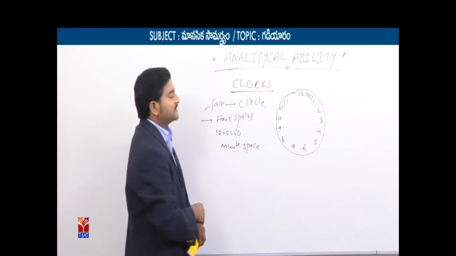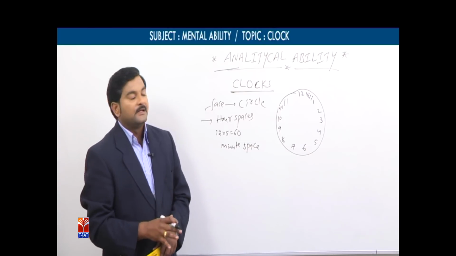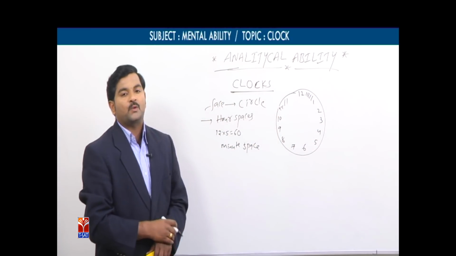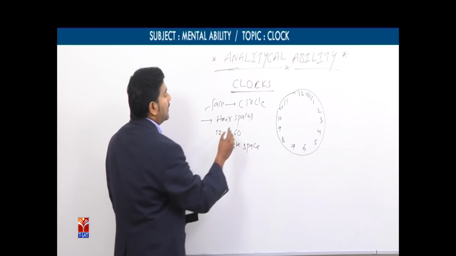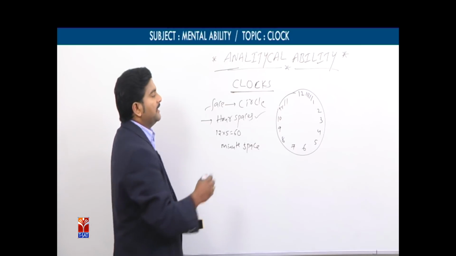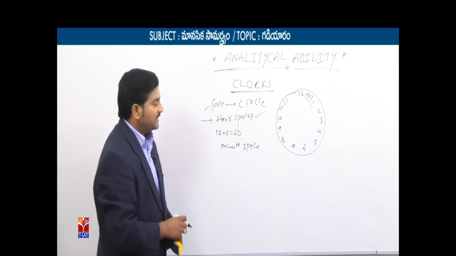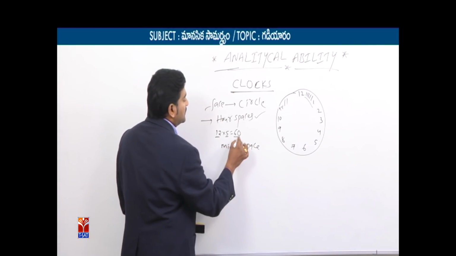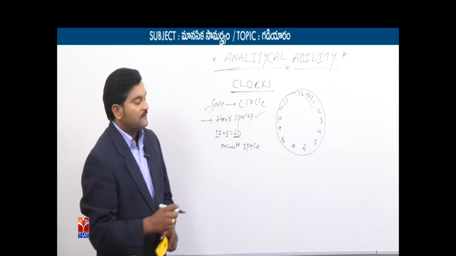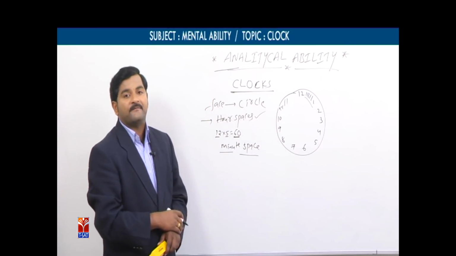I need to stress these points again. The dial or the face of the clock is in the shape of the circle. Circle in the sense we are having 360 degrees. This circle is divided into 12 big equal parts, and each part is called an hour space. Similarly, each hour space is divided into 5 small equal parts, in the sense 12 into 5 is equal to 60 small equal parts. Each part is called a minute space.